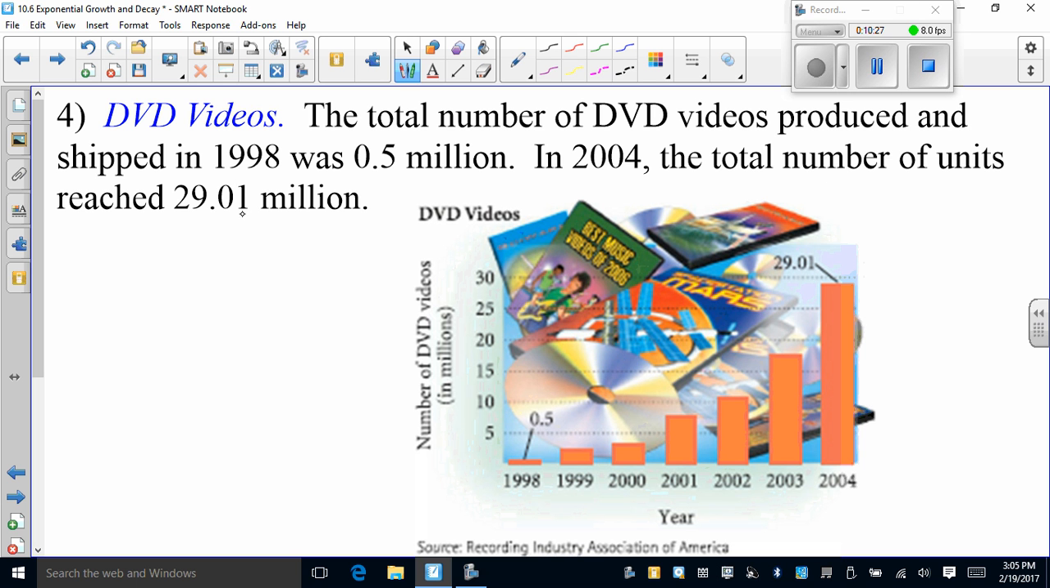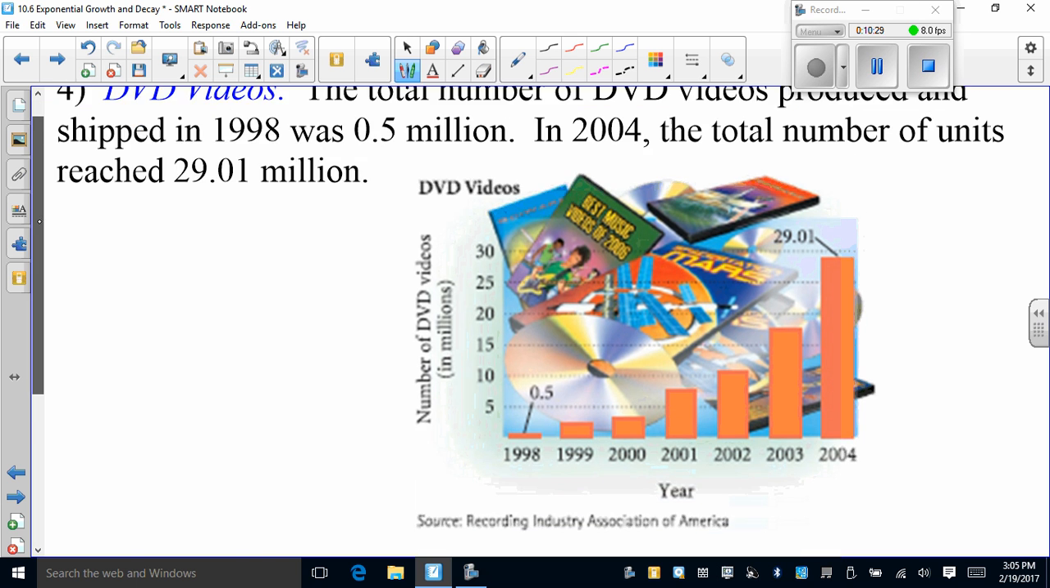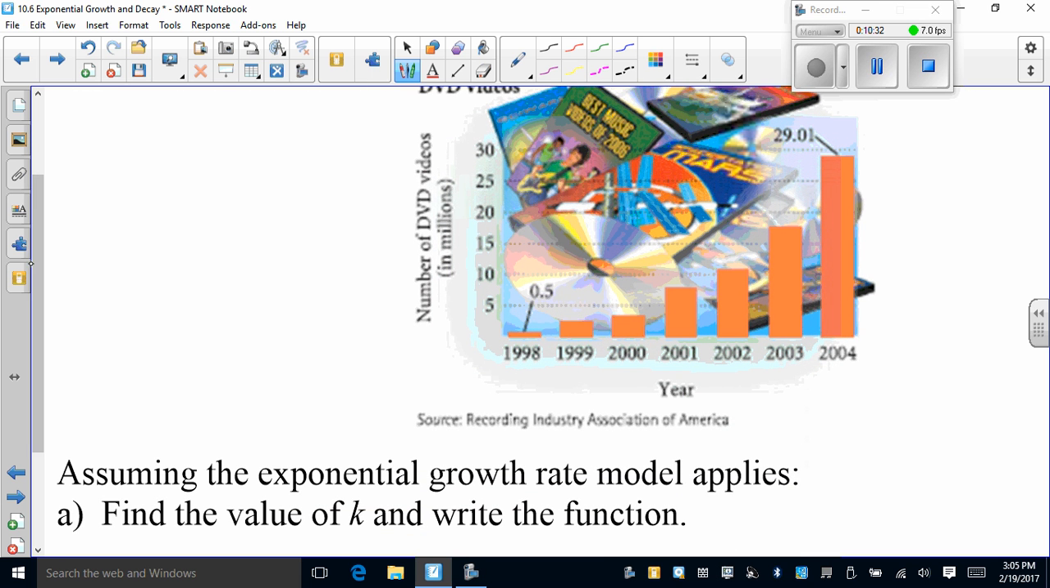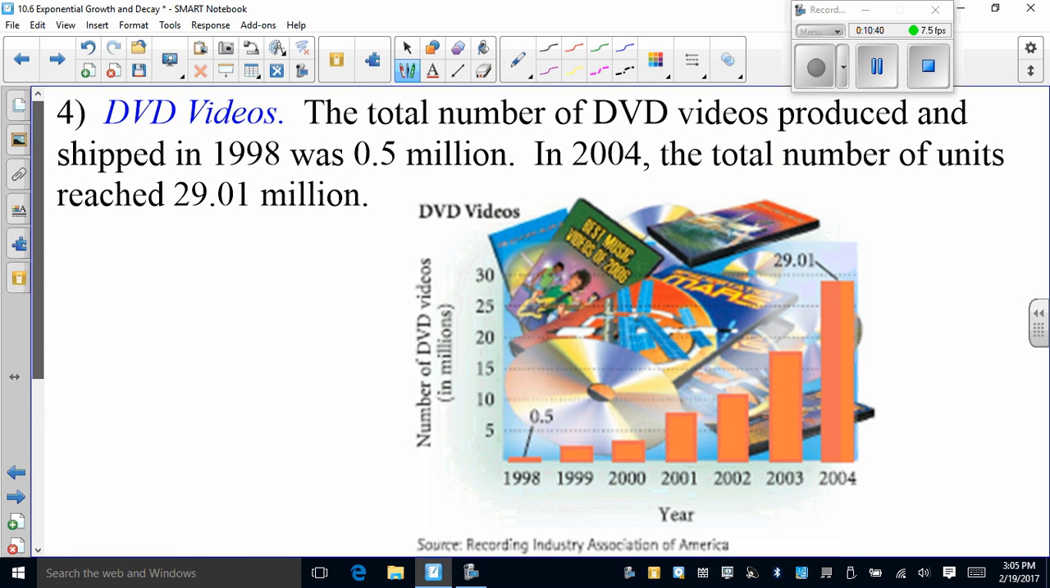Okay, so part A, assume the exponential growth rate model applies, find the value of K and write the function. So they only gave us a few pieces of information here, but we can use what we do know. Our original amount is 0.5 million. And 6 years later, so P of 6 is 29.01. And we know t equals 6. The only thing we don't know is our k value.